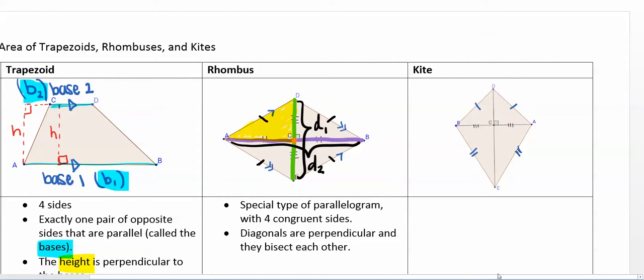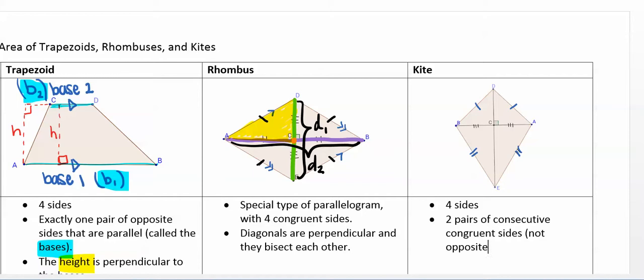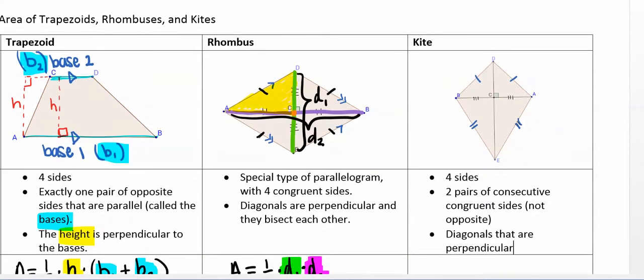Alright, so let's type in the characteristics. So we have 4 sides, 2 pairs of consecutive, which just means next to, congruent sides, but not opposite from each other. And you have diagonals that are perpendicular. Okay, but they don't both bisect each other. You do get one of them that gets bisected, but not both.